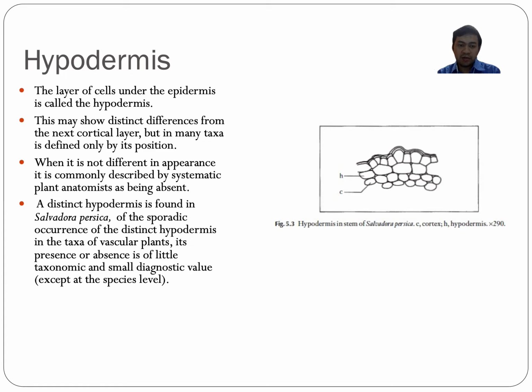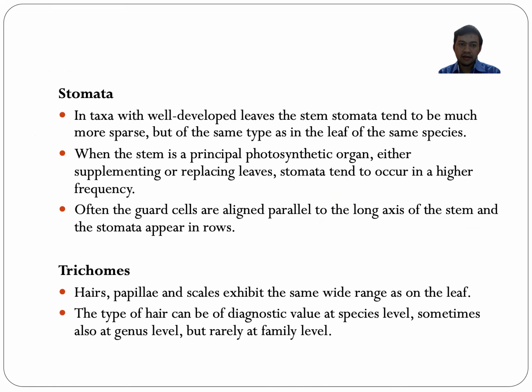And a distinct hypodermis is found in Salvadora persica, but the occurrence of a distinct hypodermis in the taxa of vascular plants is sporadic. Its presence or absence is of little taxonomic and small diagnostic value. And there are also stomata. In taxa with well-developed leaves, the stem stomata tend to be much more sparse, but of the same type as in the leaf of the same species.